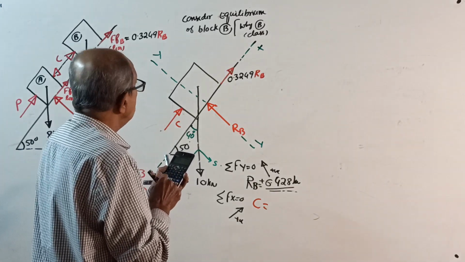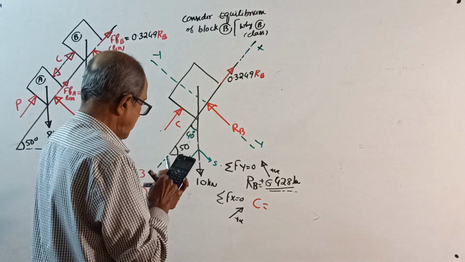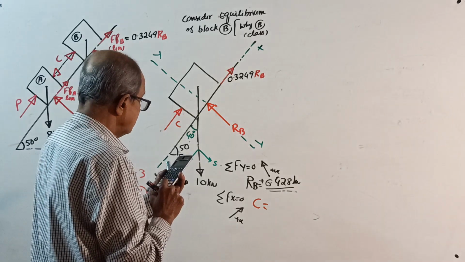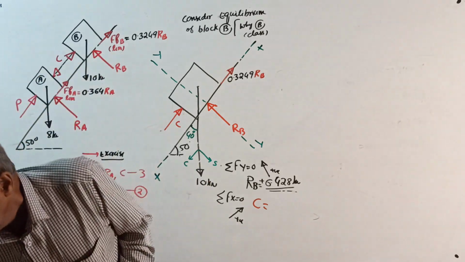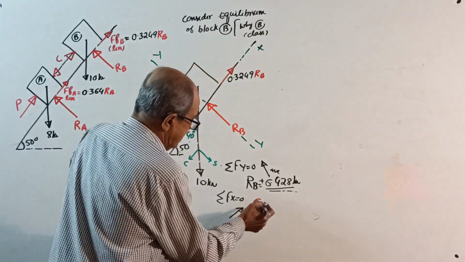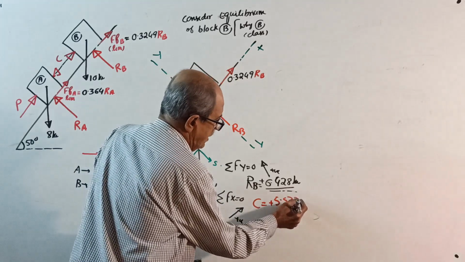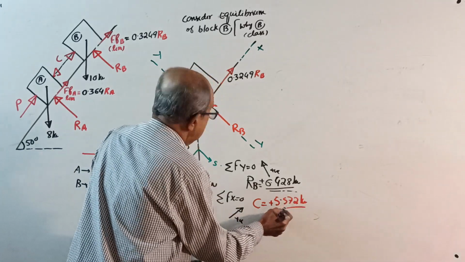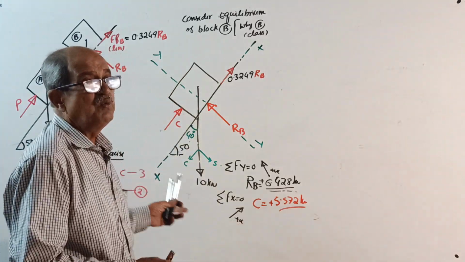Minus 0.3249 into 6.428. Correct? Yes. 5.572 kilonewton. By chance, if any calculation is wrong, you correct it. Don't make an issue. Plus 5.572 kilonewton. If the system is not sliding down, then there is no force required.